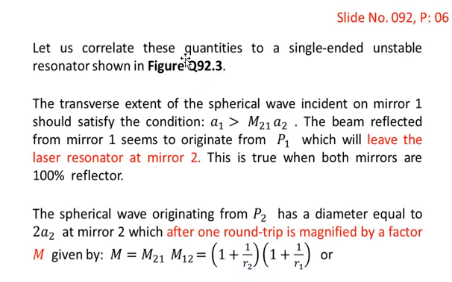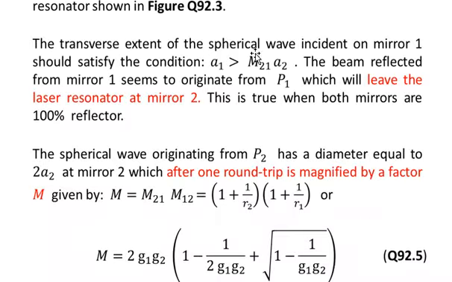Let us correlate these quantities to the single-ended unstable resonator shown in figure 3. The quantities that we have mentioned, the magnification and the parameters R1 and R2, let's now correlate them with the single-ended unstable resonator.